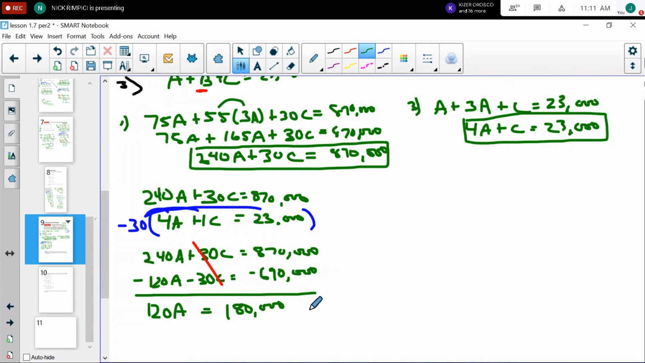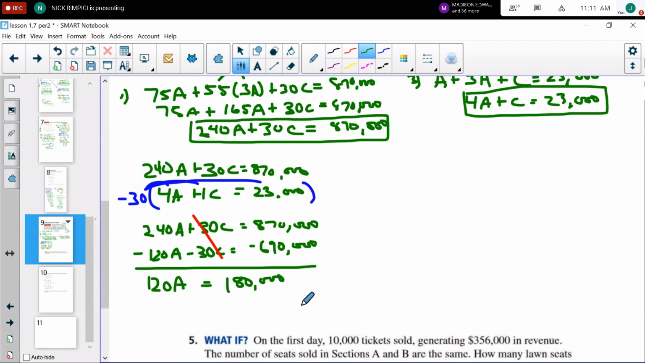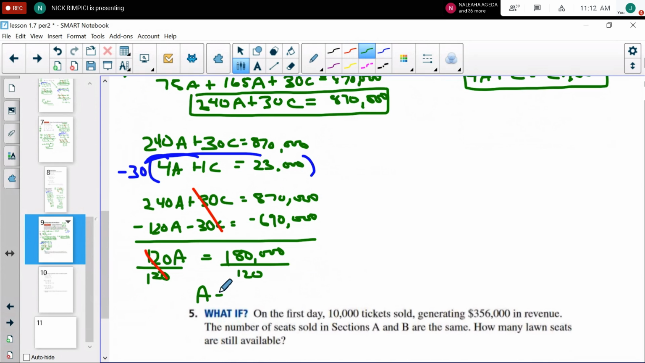And we have one more step to getting A all by itself, and that's dividing 120 on each side, which I'll do next to get A by itself. So I divide by 120. Okay, that cancels out. I divide this side by 120. And if I divide 180,000 by 120, I believe A is 1,500.